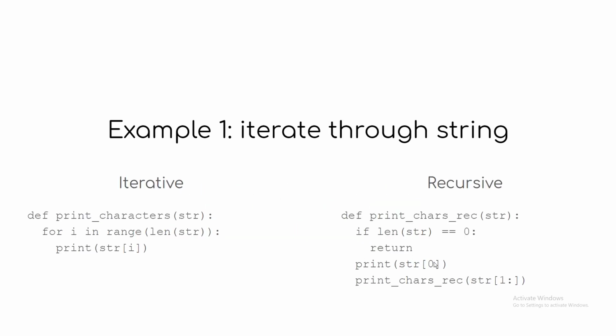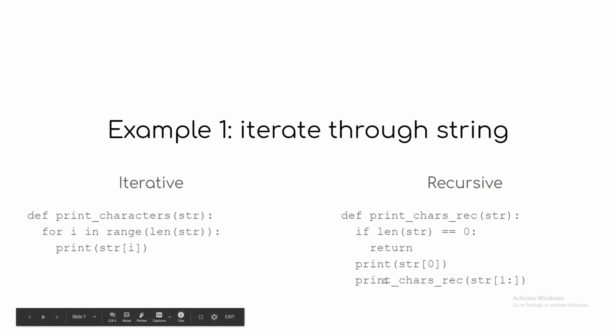Print the first character, and then here's my recursive call. Print characters recursively with the substring starting at character 1, right? So this shrinks the input. The original string might have been hello world. After this function runs one time, the first recursive call will be called with hello world without the H. And then the next recursive call will just be LLO world, just like low world, and so on. So we have a base case, we process some of the input, and a recursive call.